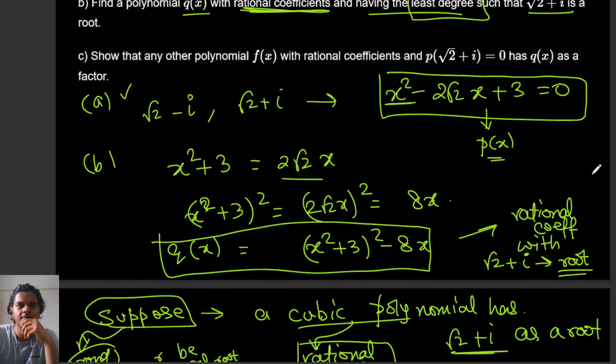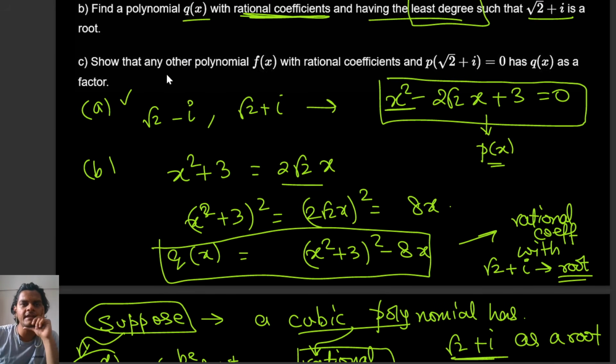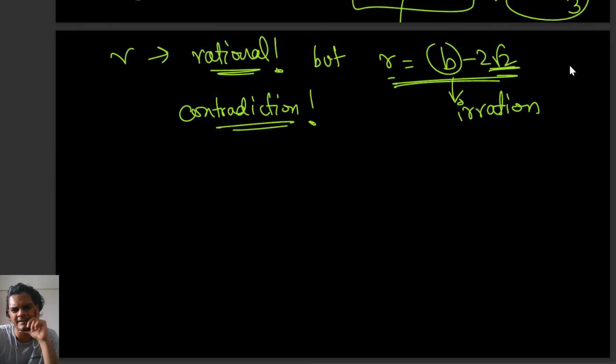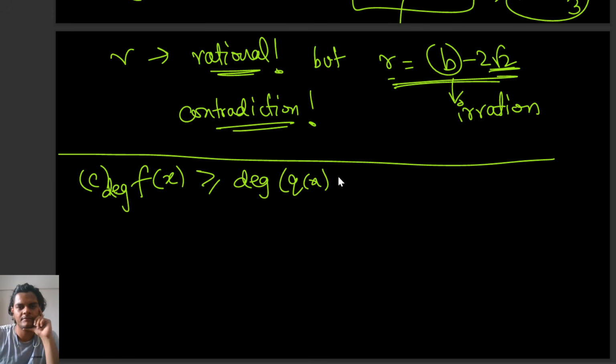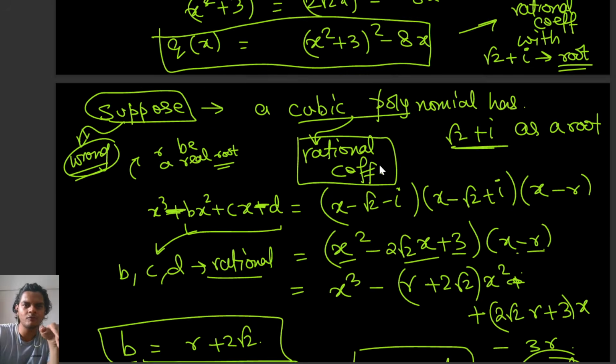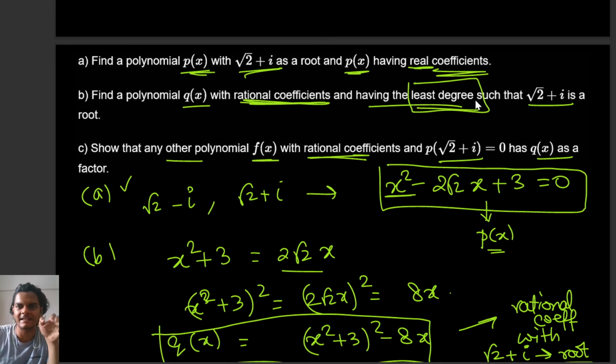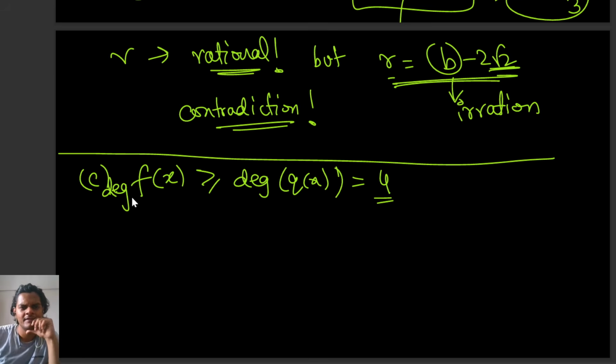Now there is a C part. Show that any other polynomial f of x with rational coefficients and this has q as its factor, obviously. So I mean that's easy to see actually. Let's say the degree of f of x has to be greater than or equal to degree of q, right? Degree of q being equal to 4, right? Because q was by default the least degree such that this has a root.